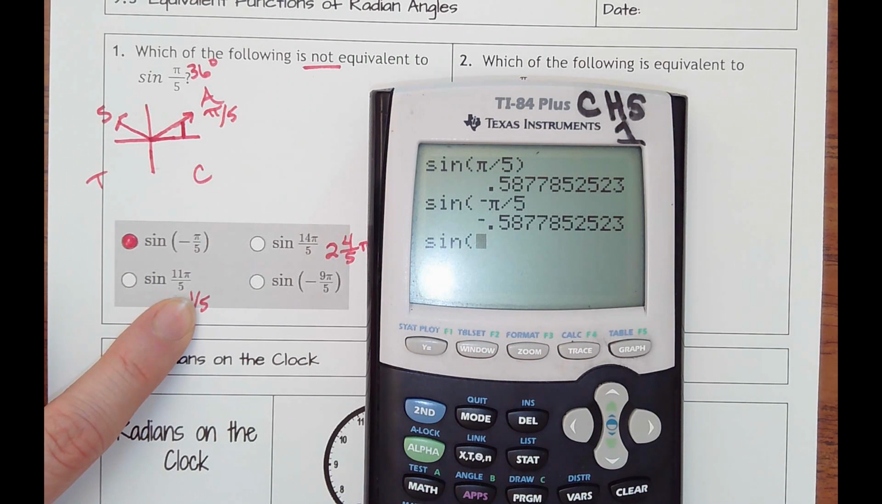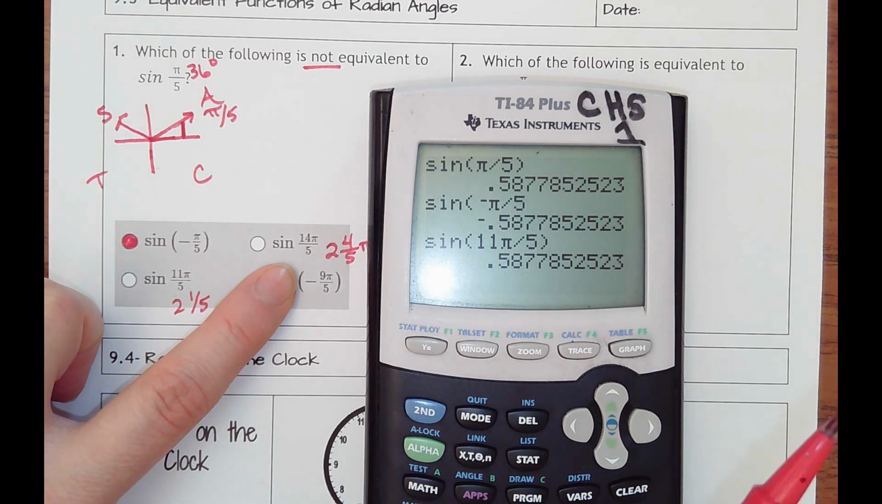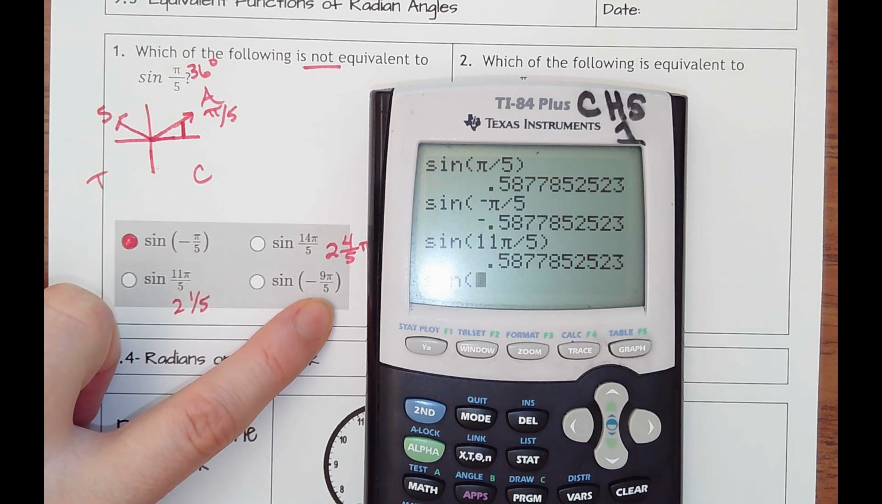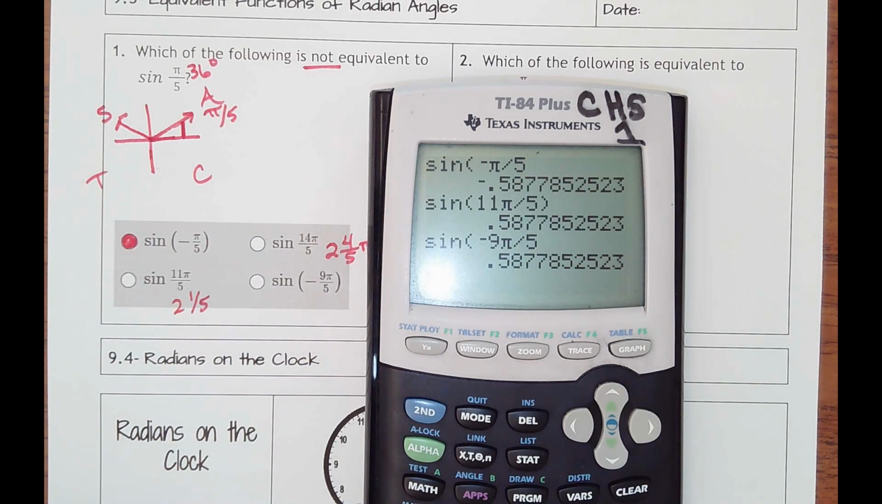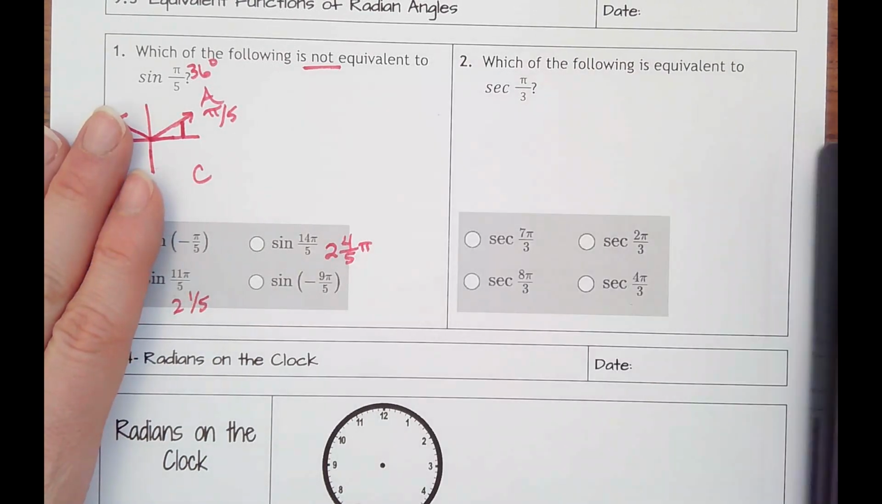We have sine of 11 pi over 5. See how it gets the same positive number. I'll just skip to this one, negative 9 pi over 5. They'll all end up getting the same. But again, it's because of the quadrants. So if you could figure it out in your head, then it's a little faster.